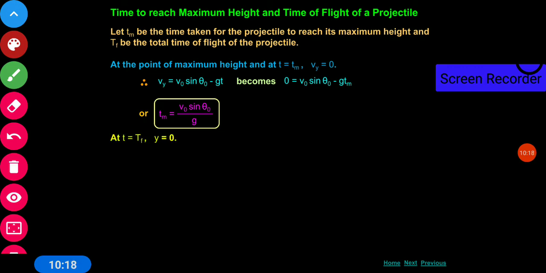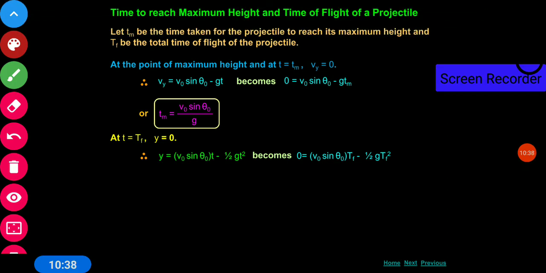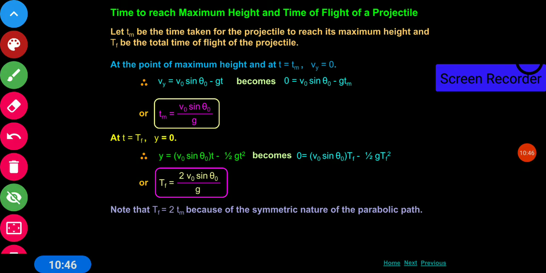But at t = Tf, the total time of flight, y = 0. So from the equation y = V0 sinθ0 t − ½gt², this becomes 0 = V0 sinθ0 Tf − ½gTf², and on reducing we get Tf = 2V0 sinθ0/g. Also, looking at these two equations, Tf = 2Tm because of the symmetric nature of the parabolic path.